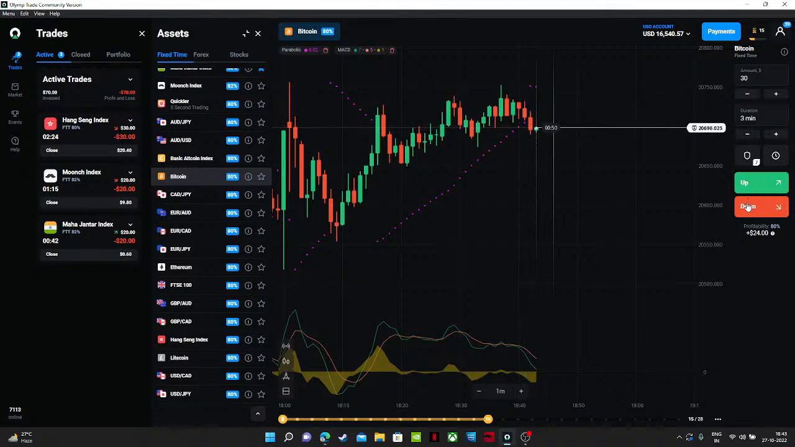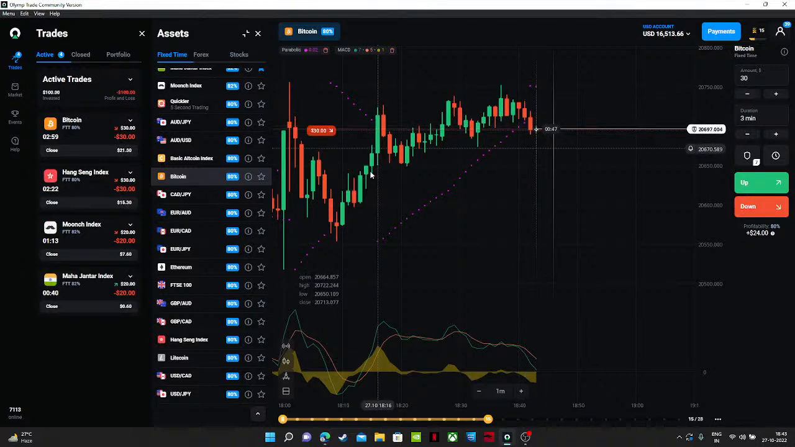Okay, here also we have an entry, a downside trade. The parabolic shifted on the top of the candle. The MACD cloud is below the zero line.